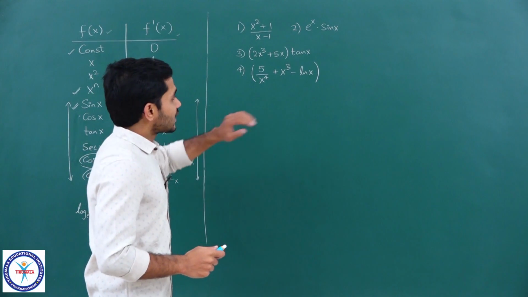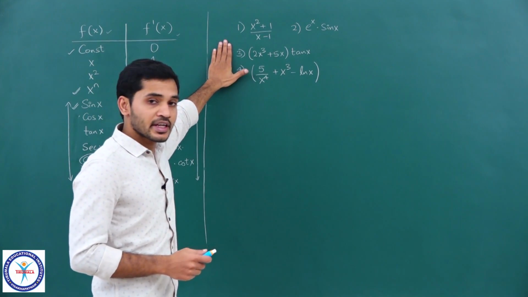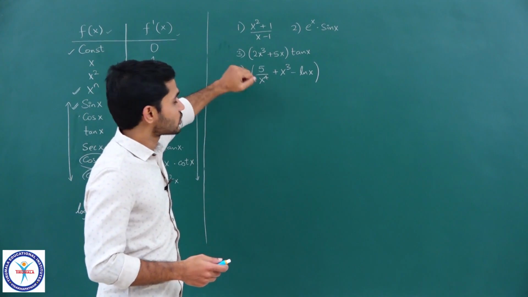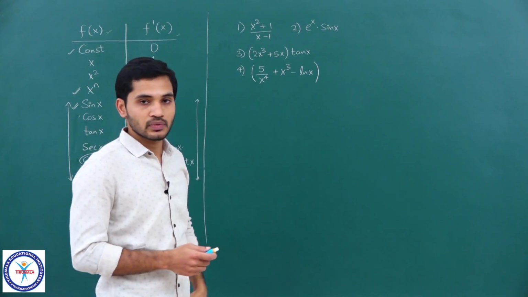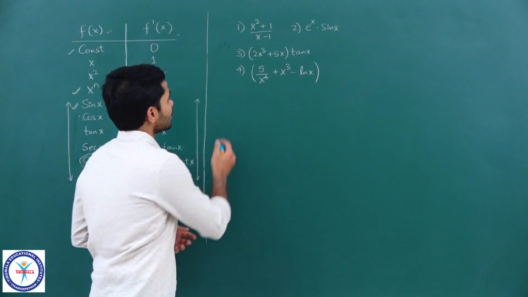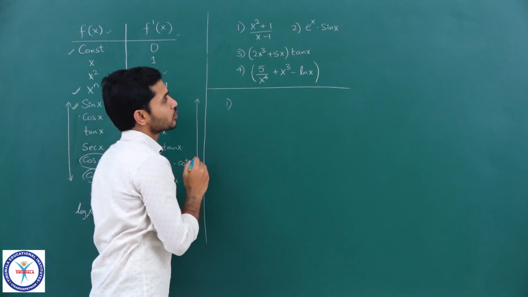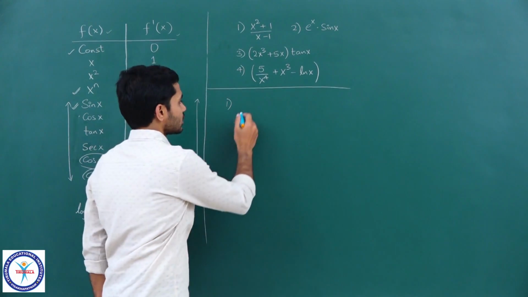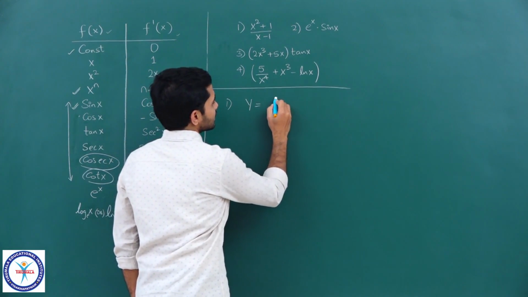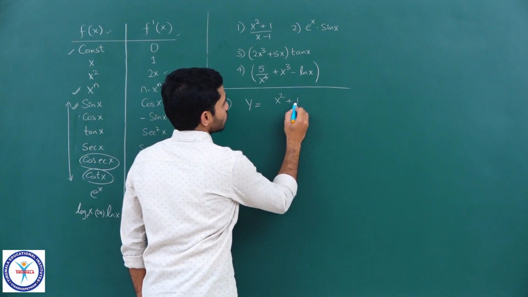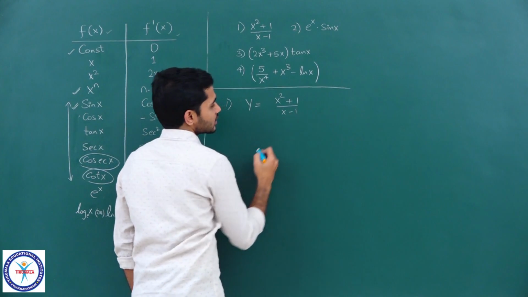Okay. So, let us find the derivatives of these 4 functions which we have here, right, and then we will start with the next concept. Okay, we will first solve for the first function. So, obviously we should be using u by v rule, right. So, the value of y is given as x square plus 1 divided by x minus 1.